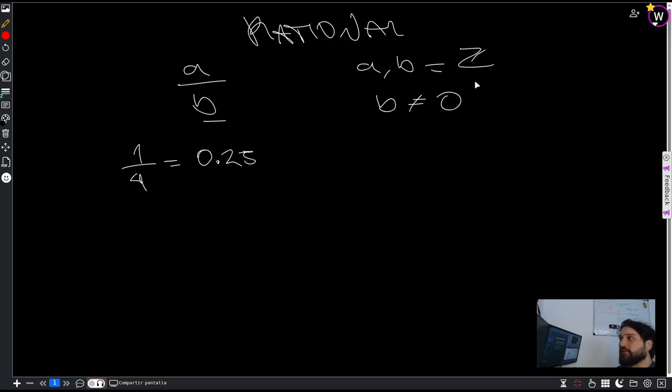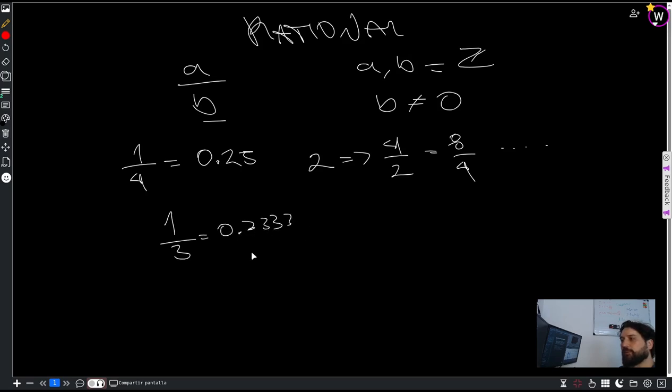So, for example, any integer can be expressed as a rational number. Let's say we have 2. This is the same as expressing like 4 over 2 or 8 over 4 and so on, right? We can also have periodic decimals. For example, 1/3 can be expressed as 0.333..., right? So rational numbers are numbers expressed as fractions where A and B are integers and the denominator is different to 0. They are finite or periodic when expressed in decimals.